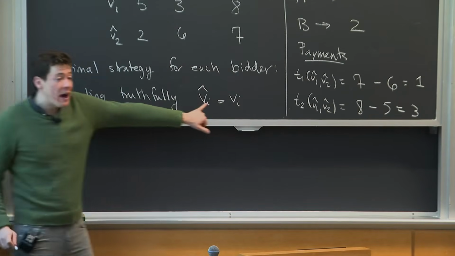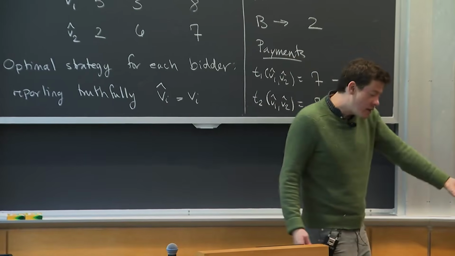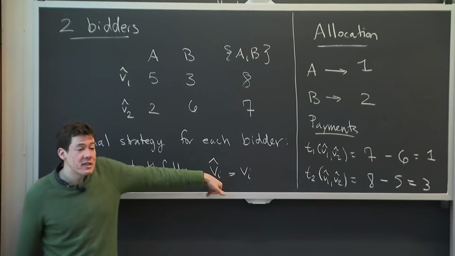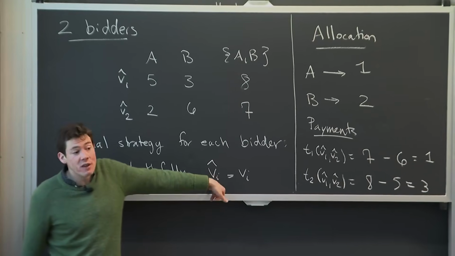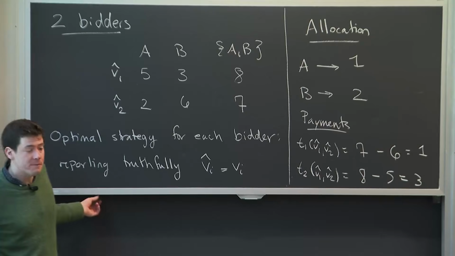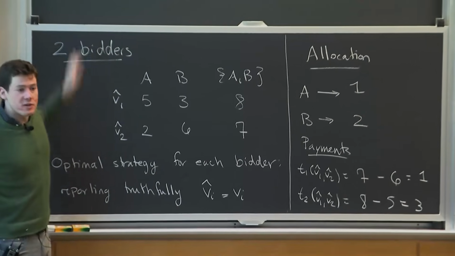So whatever my true valuation is, I look and I say, this is how much I really value A, this is how much I really value B, and this is how much I really value the bundle. It's optimal for me to tell the designer exactly how I really feel and be honest about it. And I can't benefit by misreporting my valuation to the designer. All right, any questions on that?